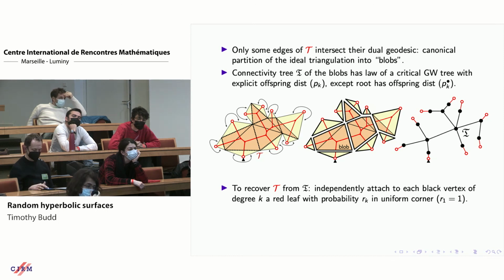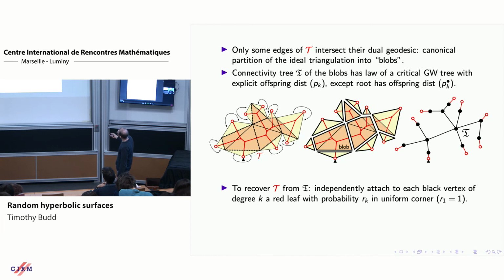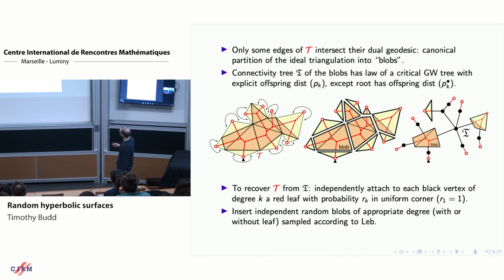To recover the original tree, what one first has to do is to reinsert the cusps of your surface, and they can be either 0 or 1 at each of the black vertices, and the probability depends on the degree within the black tree. As soon as you've done this, for every black vertex, you have to independently sample a couple of triangles that are glued to each other, so the blobs. There is a probability measure on the angles on the red tree inside of these blobs that is slightly different from the probability distribution for the trees for the whole surface, but it's manageable.